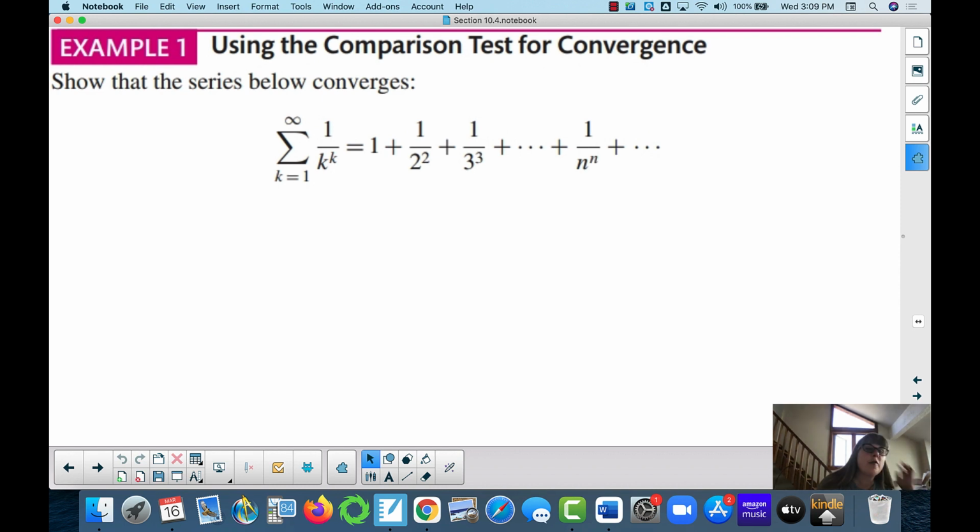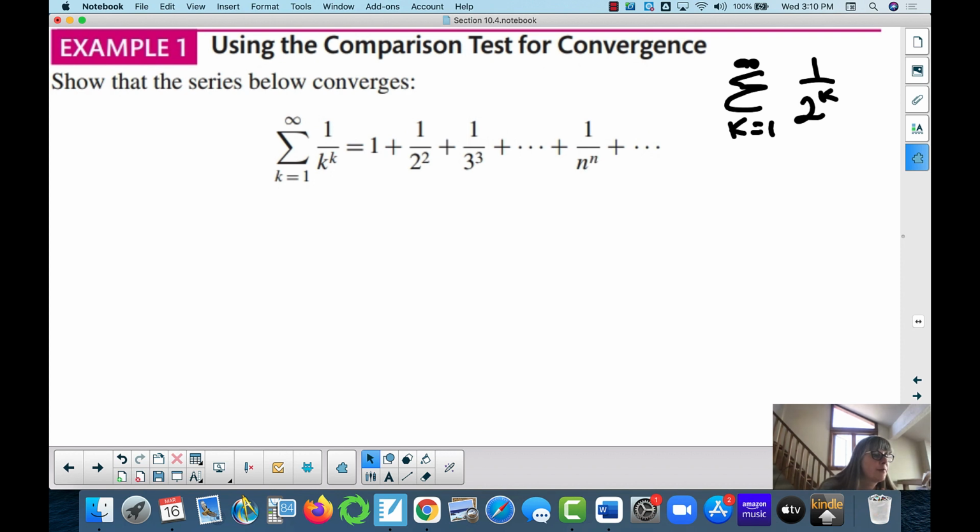So you'll notice that this is very similar to a geometric series where we have the sum from k equals 1 to infinity of 1 over 2 to the k. And the reason I know that is because here, 1 over k to the k, we have 1 over 2 squared, 3 cubed, 4 to the fourth, and so on. This one is different because it's always 2 to a power.